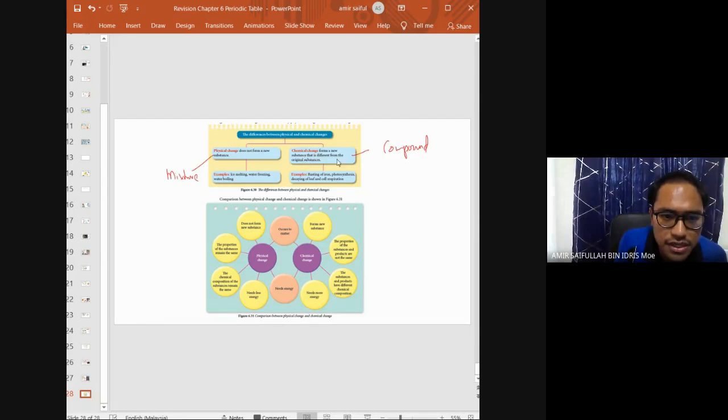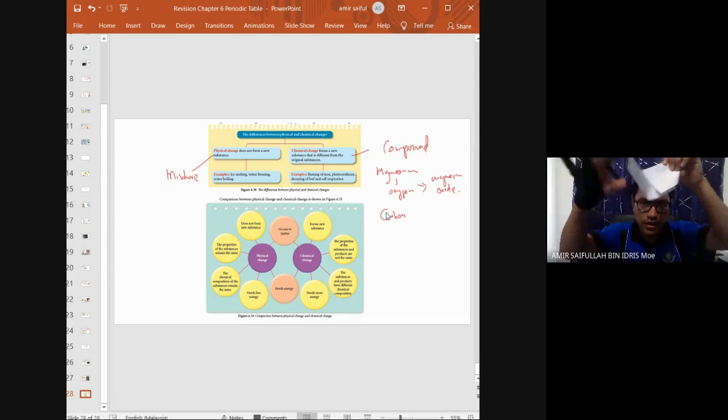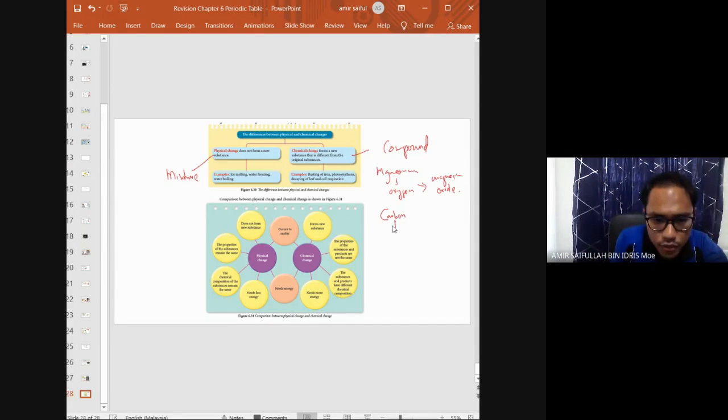Chemical change forms a new substance that is different from its original substance. So like magnesium, you react with oxygen, you will form a new substance, which is magnesium oxide. So remember, when you do any burning, let's say you burn paper. Paper is actually carbon. Burning of paper. All paper are actually made up of carbon element. Inside here are all carbon element. So carbon, when you mix with oxygen, you heat them, they will form carbon dioxide.